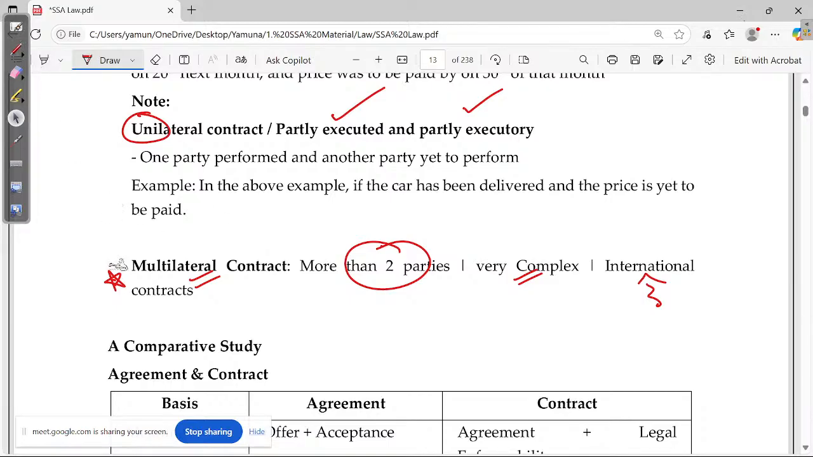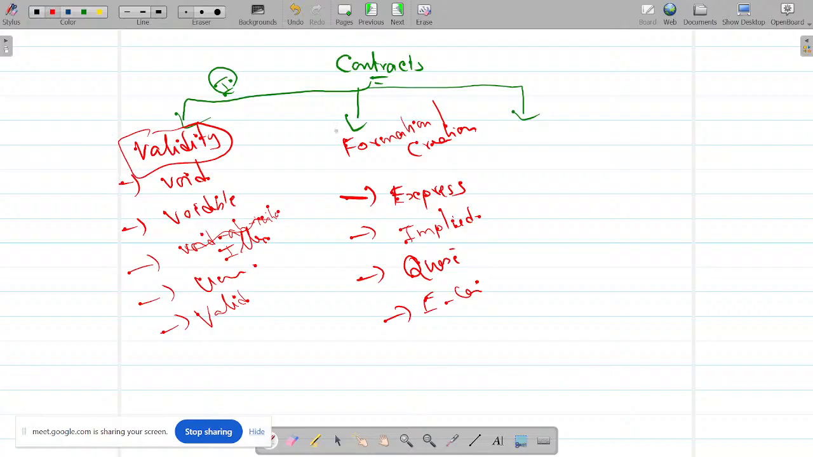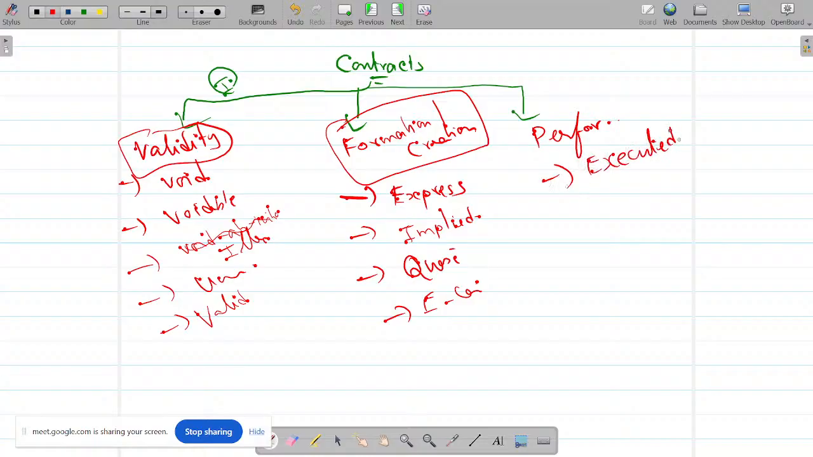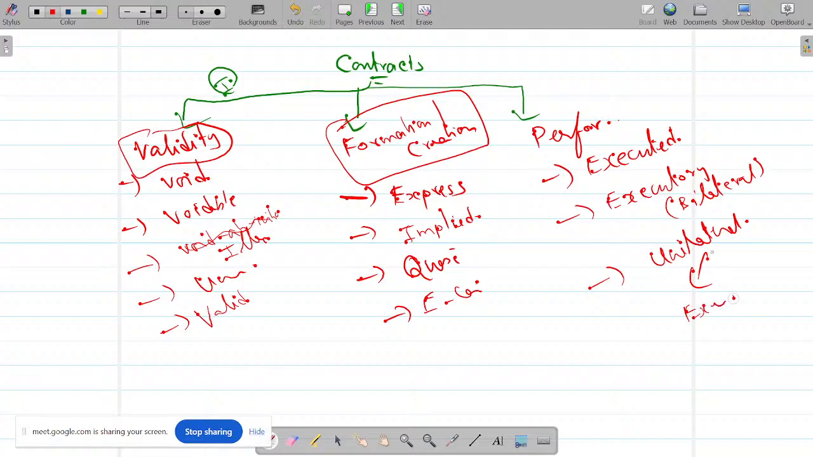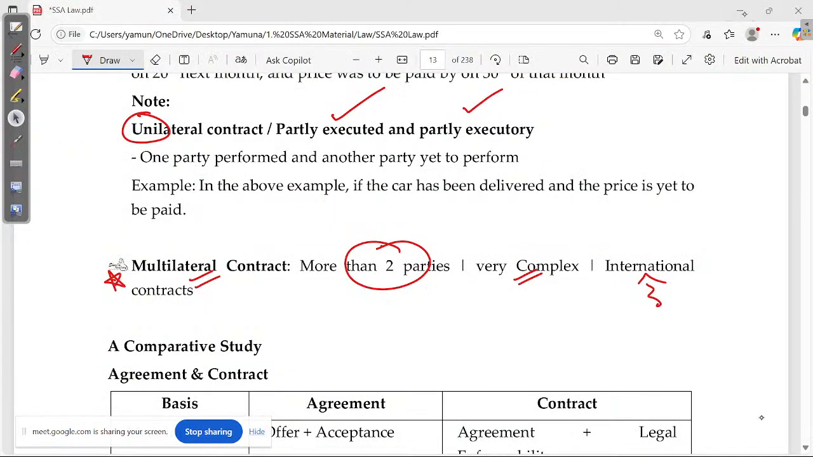So here, the third listing, can you please help me out? Based on performance. Executed contract, see it's a past tense. Both over. Executory contract, which means both not happened. The other name for this is bilateral. Bi means two, right? Bi means two. Third is unilateral contract, which means partly executed. One part is executed and the other part is not executed, which means executory in each. Then we have multilateral contracts. Is it okay? That's about classification.